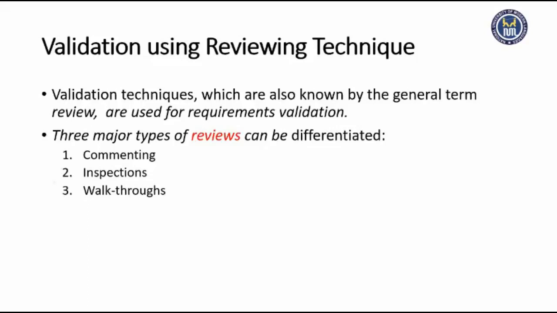So let's talk about the validation technique number one, which is called review. Validation techniques, also known by the general term review, are used for requirement validation. The three major types of reviews are commenting, inspection, and walkthroughs. So we comment on the requirements, we inspect the requirements, and the third is the walkthrough.